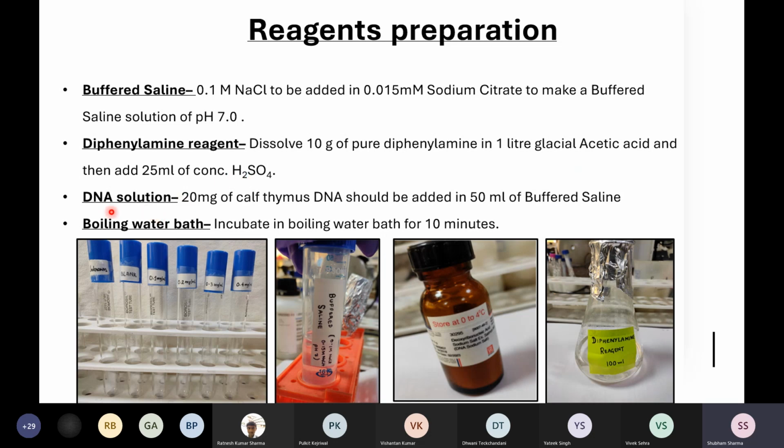Now we prepare our DNA solutions as we had done in the last experiment. We first prepared a stock solution. So here our stock solution would be 20 milligram of calf thymus DNA in the buffer saline that we had just prepared in the first step. So if we add 20 mg of calf thymus DNA in 50 ml of buffer saline, what could be the concentration? Can anyone tell me?